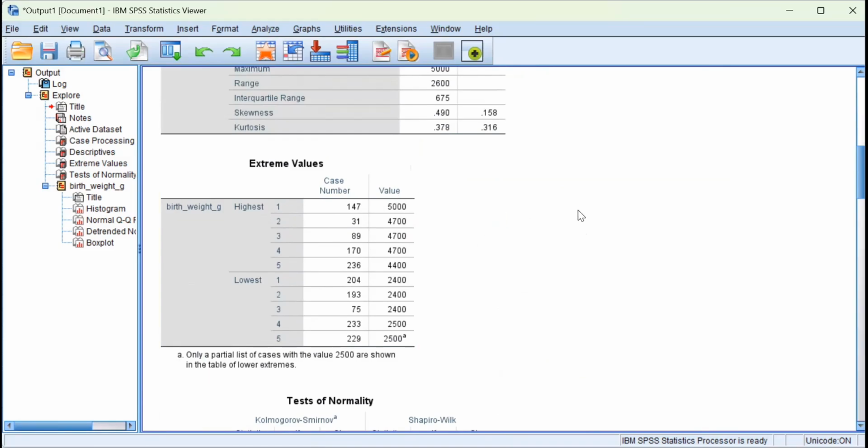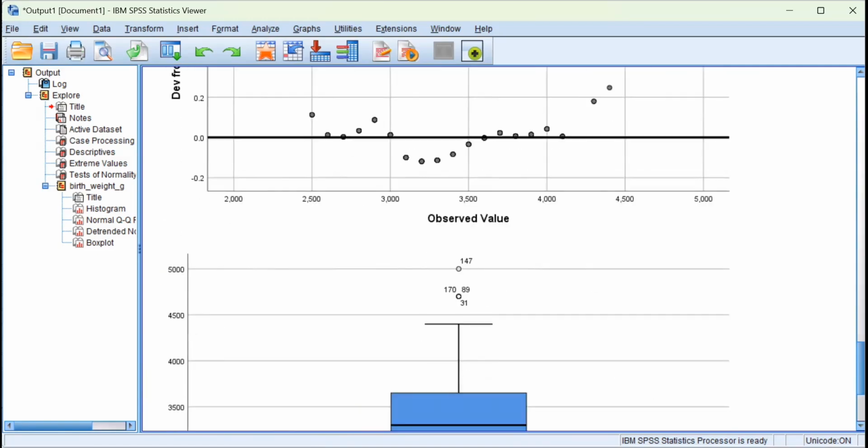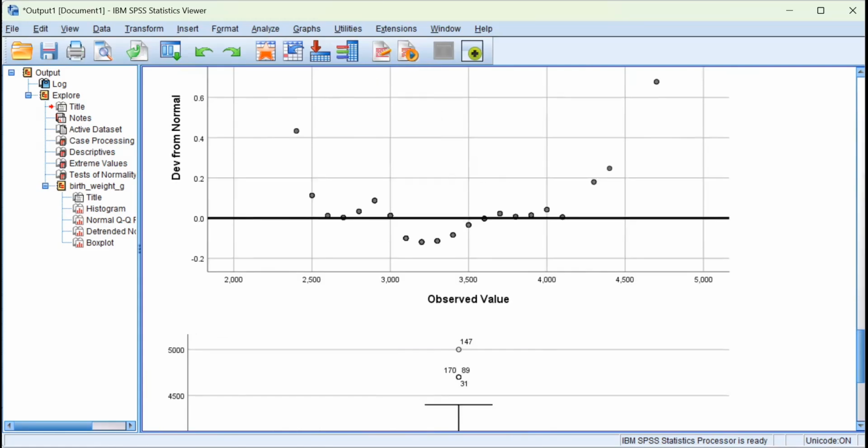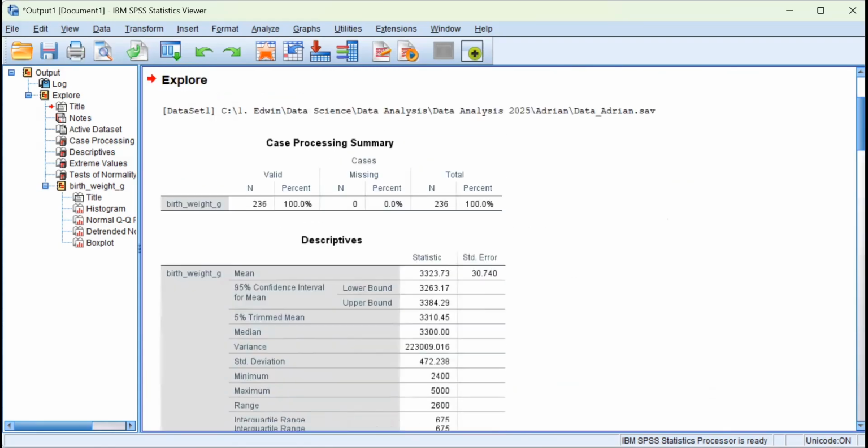So like we said in the beginning, since we have very few of them, they're just about three, you can either replace this with a mean. So you look at those values and you go to your data set and replace with the mean to remove the outliers. Since there are not too many, you can do that.